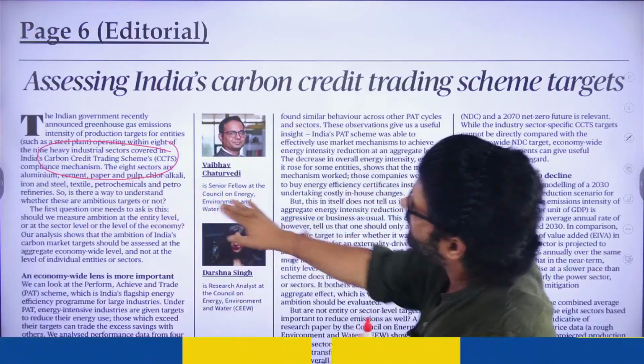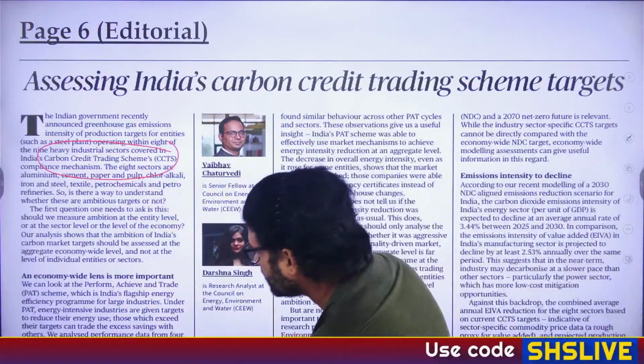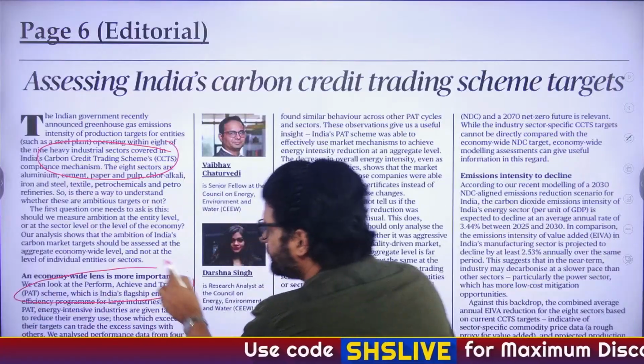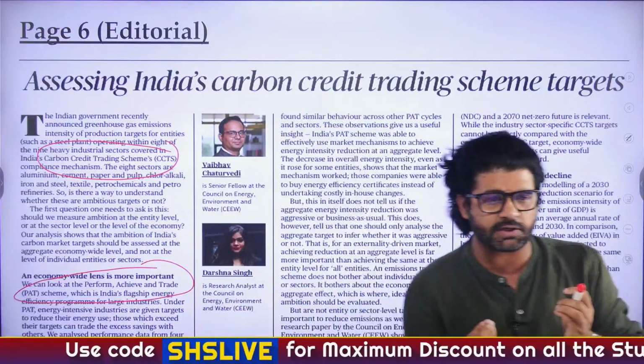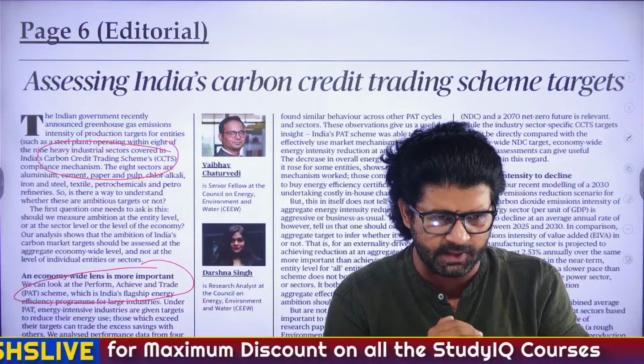CCTS, Carbon Credit Trading Scheme. And then you have another, that is PAT: Perform, Achieve and Trade. These are two words which are actually very important from the exam perspective.